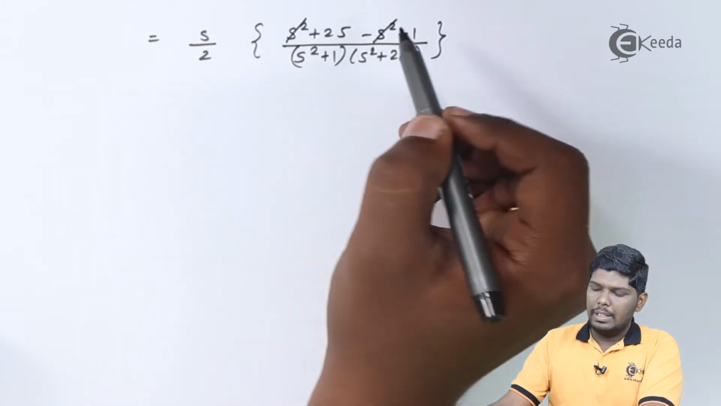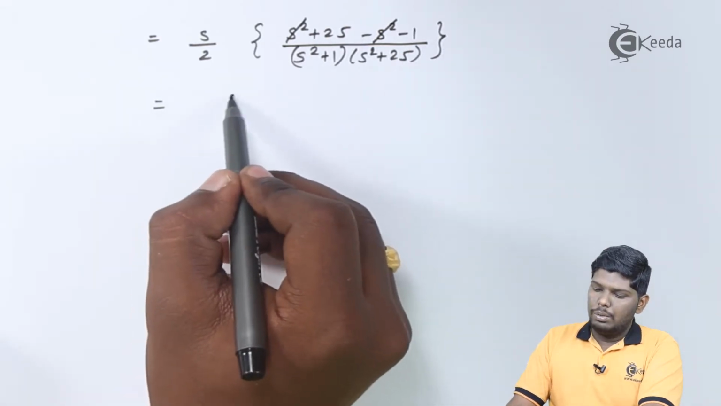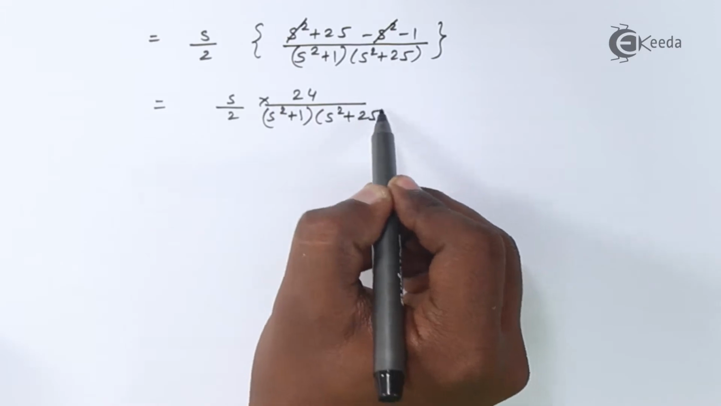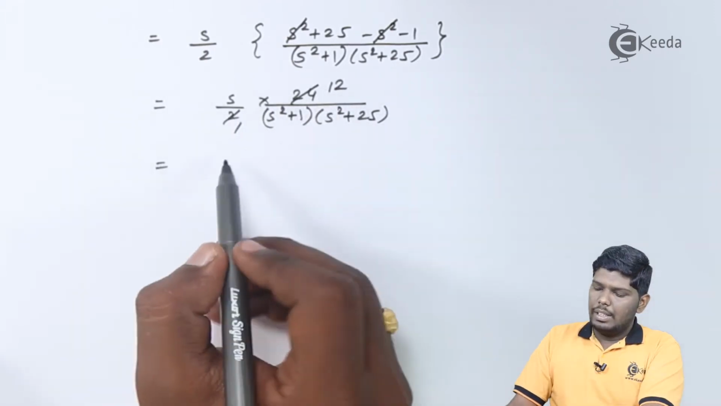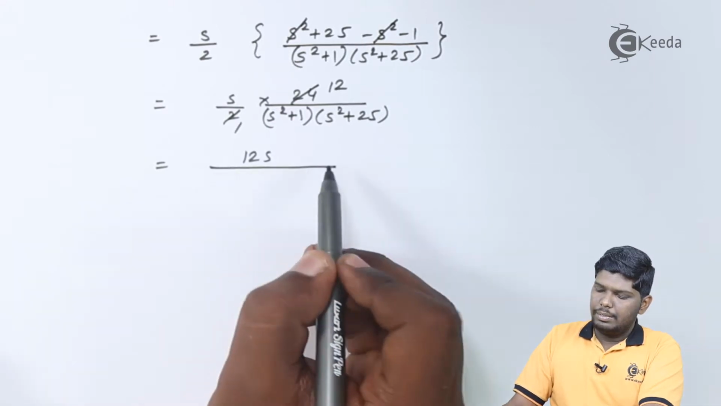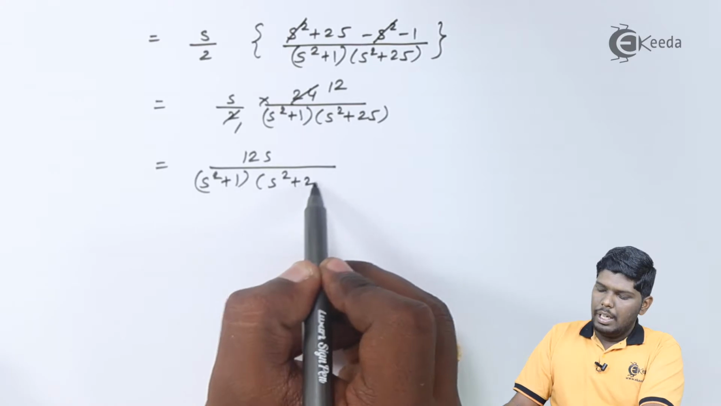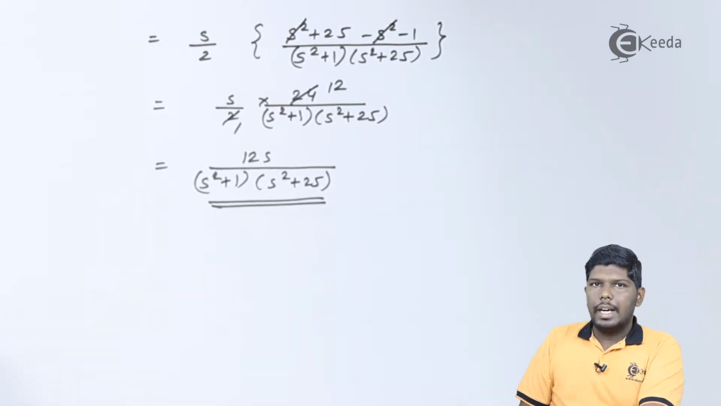Here s square will be cancelled. We have 25 minus 1, that will be 24. While the remaining part remains the same. Therefore the final answer will be 12s upon s square plus 1 into s square plus 25. Now let us see the second problem.